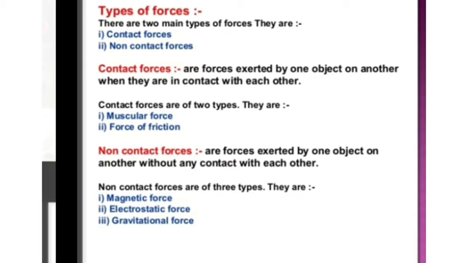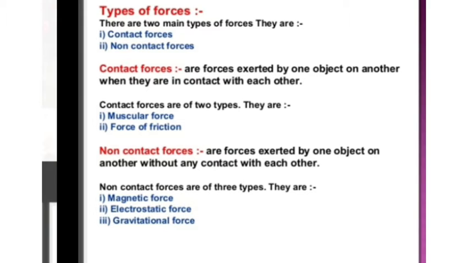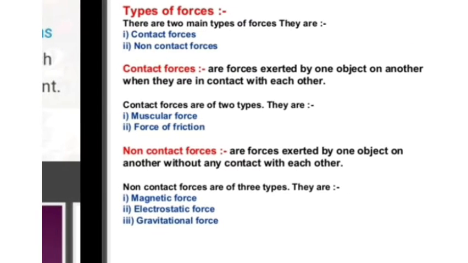Second one, electrostatic force. When a plastic ruler is rubbed against dry hair, it acquires electrostatic charge, due to which the ruler is able to pull a strip of paper. This force is known as electrostatic force.